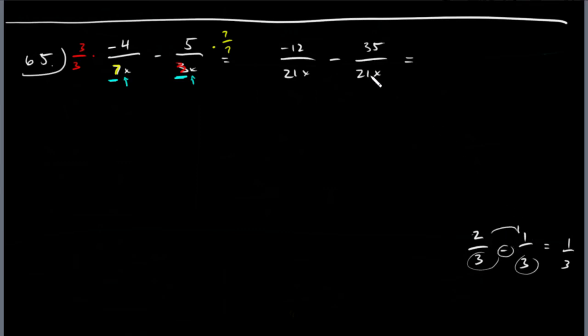2 minus 1. So that's what we're going to do here. You've got negative 12 minus 35, all over that common denominator. So negative 12 minus 35 is negative 47.